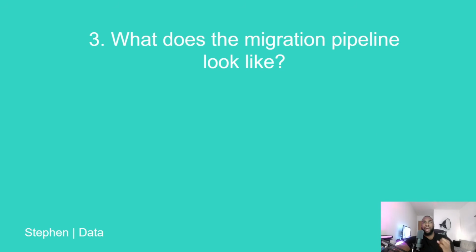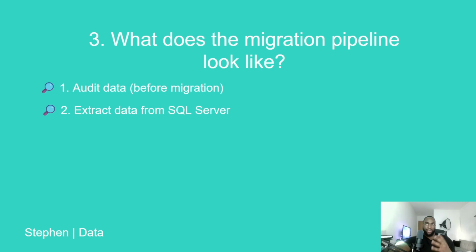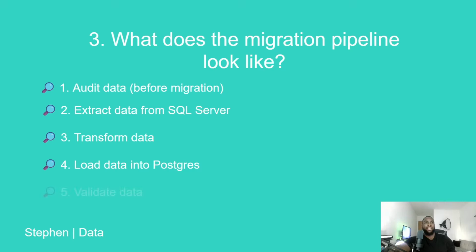What does the migration pipeline look like? So we've already covered the system architecture in the beginning, but let's also cover how we're going to progress through this project, right? So first, we audit the data. Then we're going to extract data from SQL Server. After that, we transform the data. Then we load that data into Postgres, and then finally we validate the data.